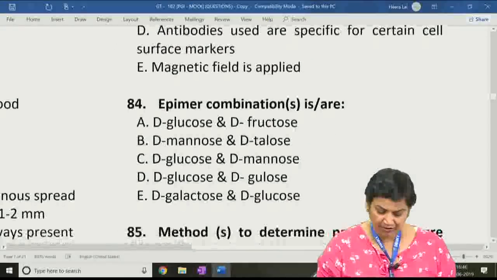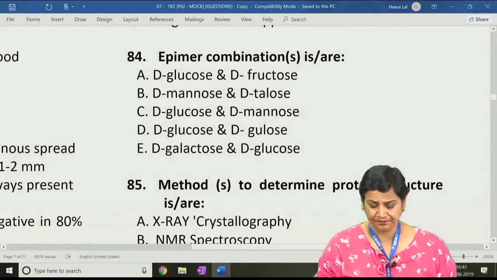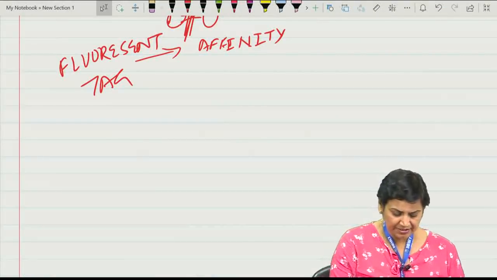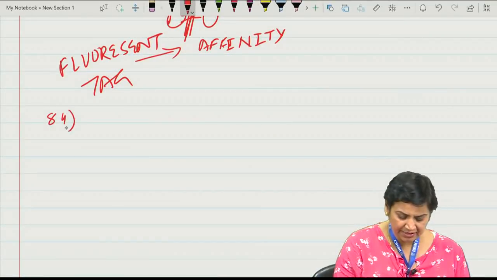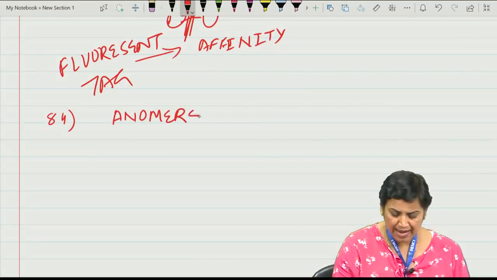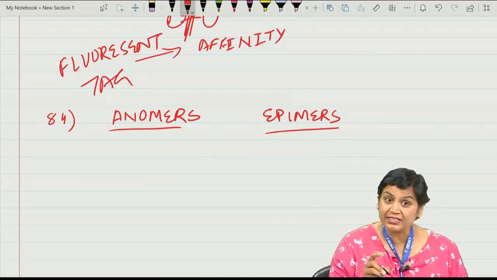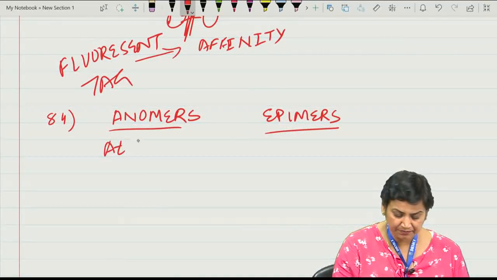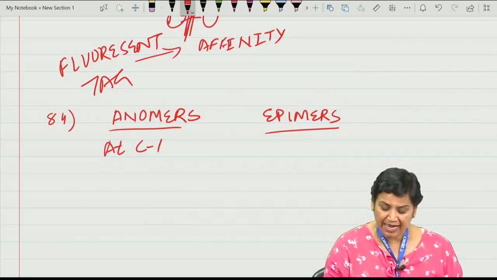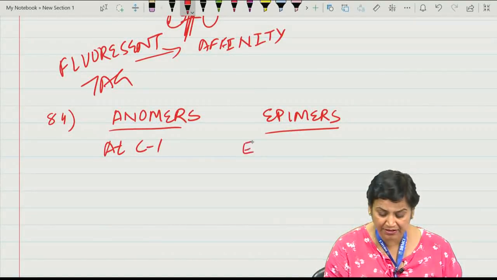Then next question, epimer combination is or are. Now what are epimers? See, there are basically two things, anomers and epimers. Anomers always differ at C1 and epimers always differ at any other position except C1.